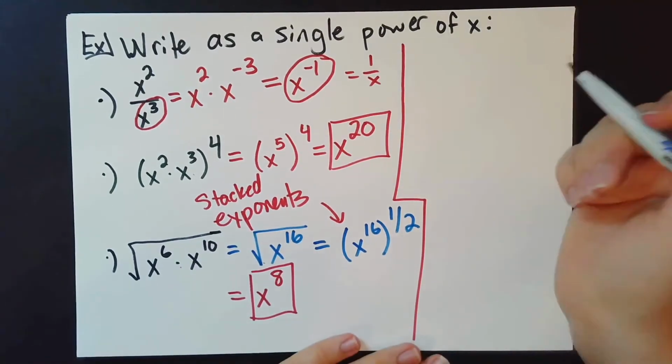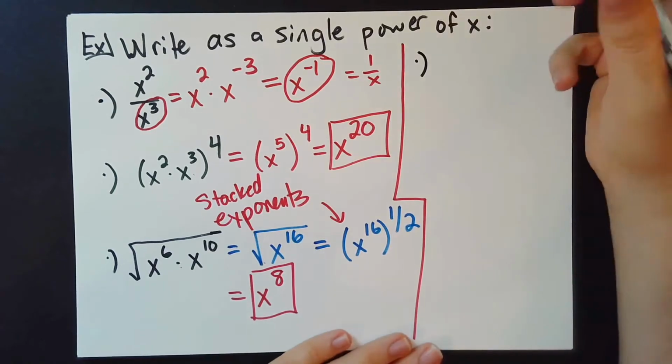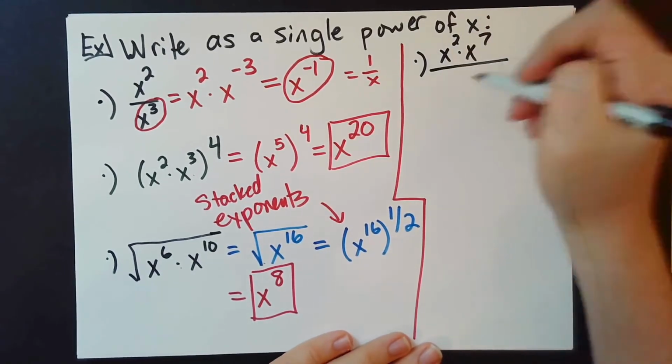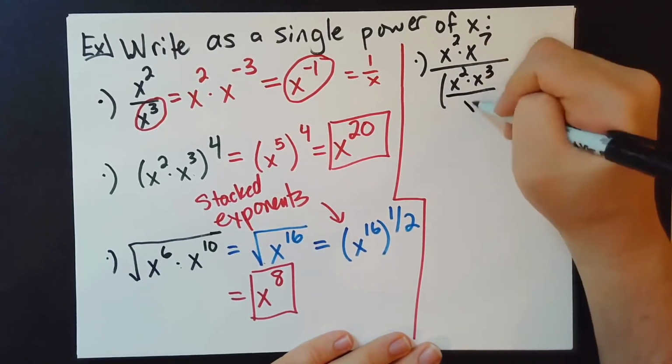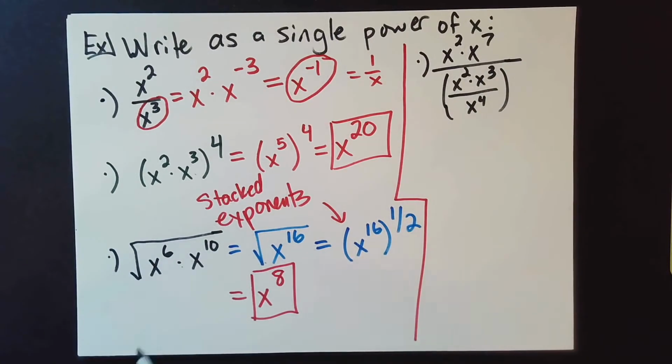As a last example of this style of question, I'll go ahead and grab x squared times x to the 7th divided by x squared times x cubed divided by x to the 4th. And so in this example, we need to use both our fraction rules that we talked about in the last section and our exponent rules that we talked about in this section.